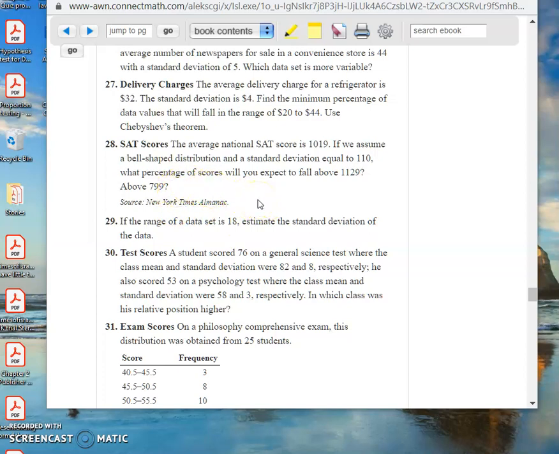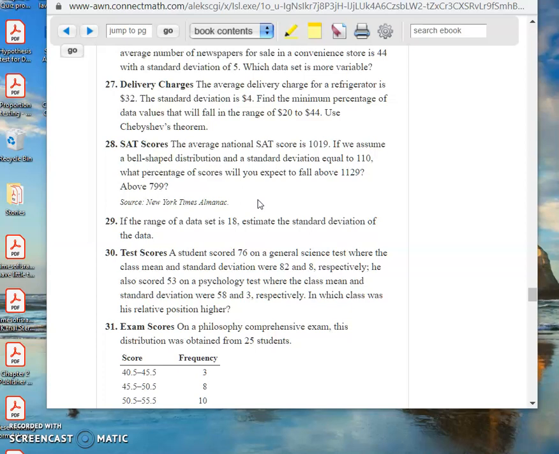Now remember, if you assume that it's a bell shape, otherwise known as a normal type distribution or normal shape distribution, then we can say more about it. If we did not say that it was a bell-shaped distribution, we could still use Chebyshev's theorem, but it would not be as precise.